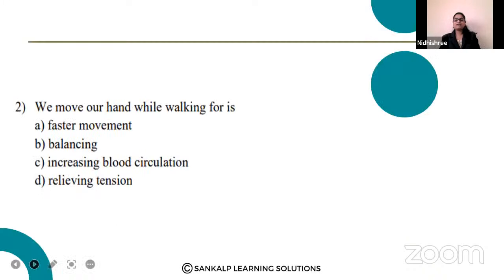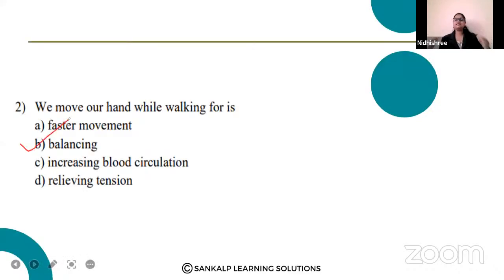We move our hands while walking for: option A faster movement, option B balancing, option C increasing blood circulation, option D relieving tension. Yes. Okay, Lohit option B, Preeti option C. Preeti, you were absent for a few days. Saundarya option C, Kanchana Raj option B, Soumya option B, Nuhu Sayyed option B, M Geeta option B, Shilpa Nayak option B, Asha option C, Parvati option A, Hemashri option D. Okay, let us check the answer. The right answer is option B, that is balancing.